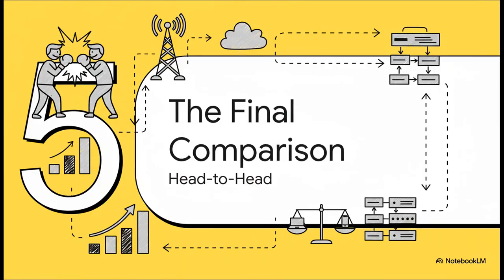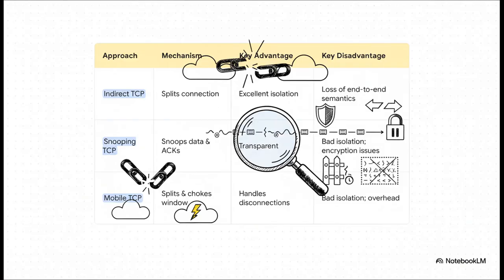Okay, we've met all three contenders. Now it's time for the final showdown. Let's put them all on the board and see how they stack up, head to head. This table really tells the whole story. You've got indirect TCP, which goes for that clean break. Its biggest win is that amazing isolation from wireless errors, but it comes at the huge cost of breaking end-to-end semantics. Then there's Snooping TCP, the quiet observer. It's awesome because it keeps those semantics pure, but it offers pretty bad isolation and hits a wall with encryption.